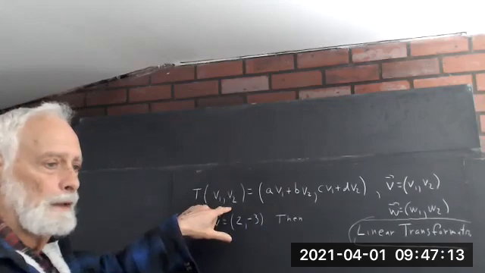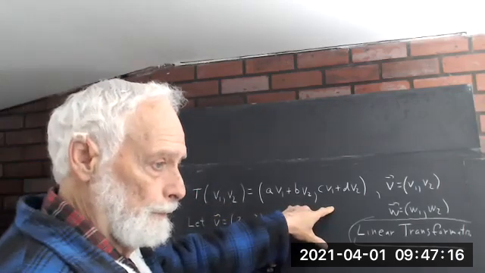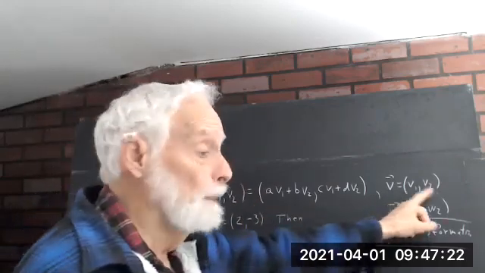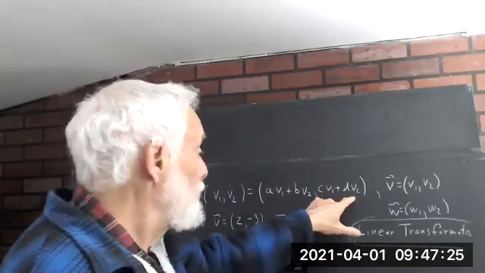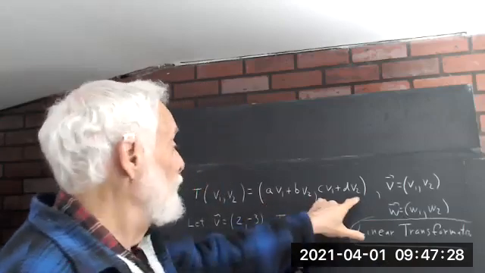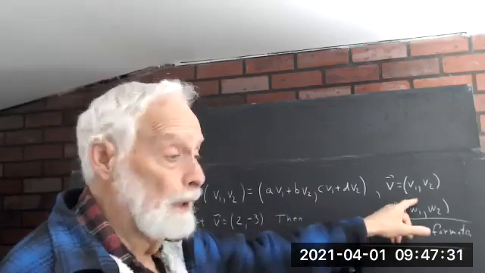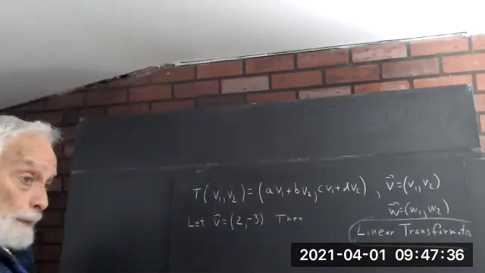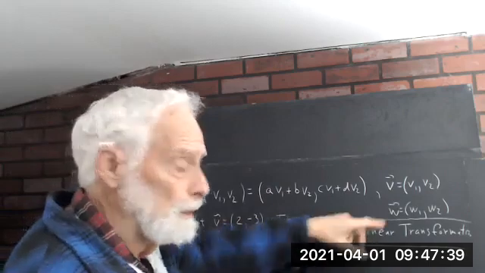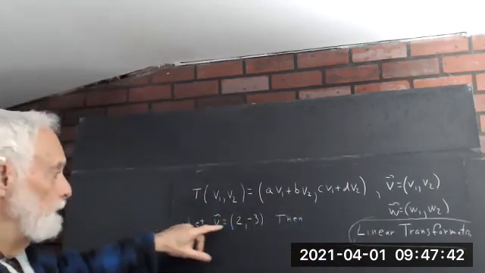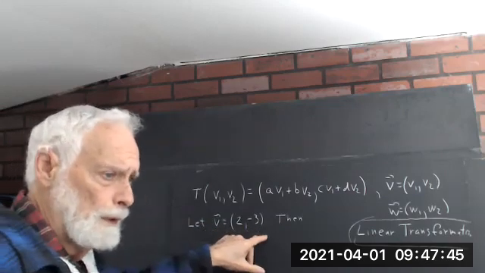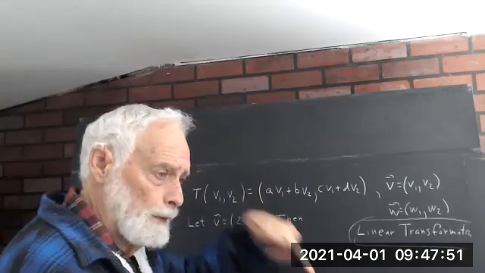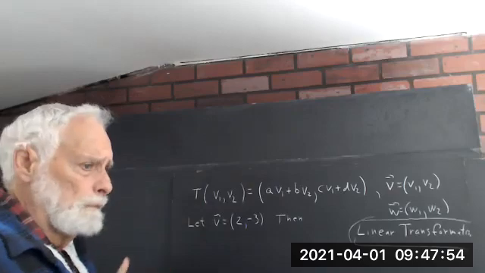Then T applied to V1, V2 gives you another ordered pair. The ordered pair is a linear combination of the numbers V1, V2, the components of this V vector, for your first component. Your second component is another linear combination of the components of V. So it's a simple map. We can easily apply it. And there's a W. We'll get to that in a minute. But let's let V be the ordered pair 2, -3. If you wish, the vector 2, -3, so a vector in this direction in standard R2.